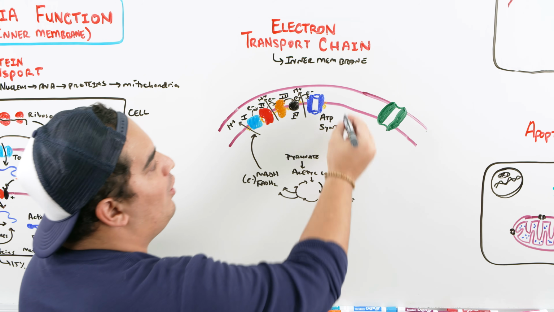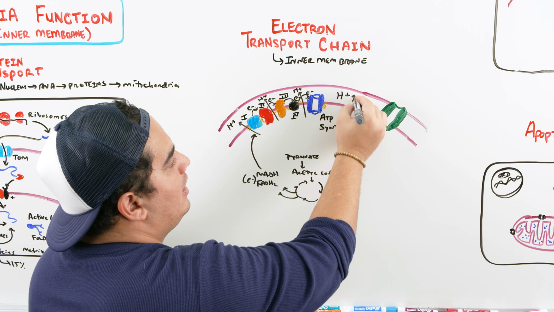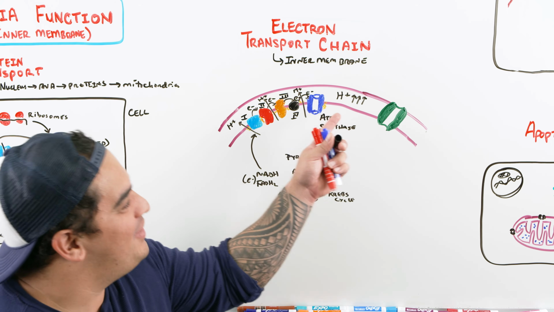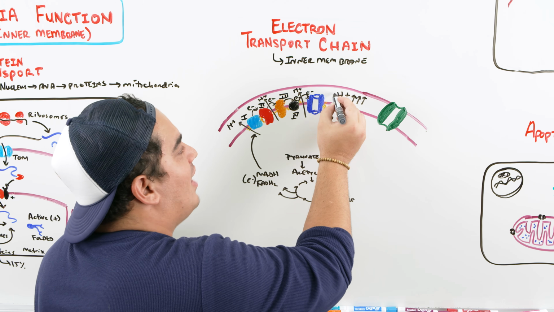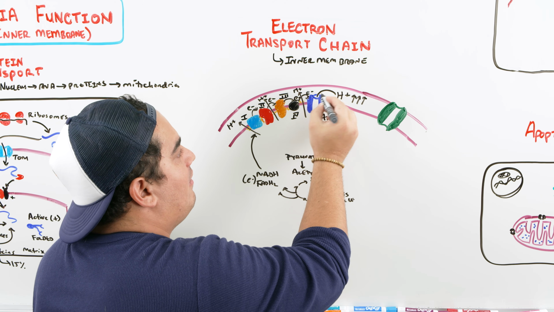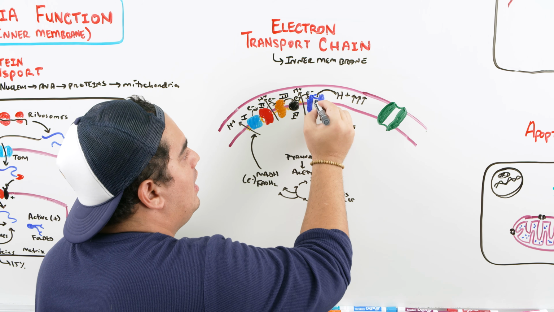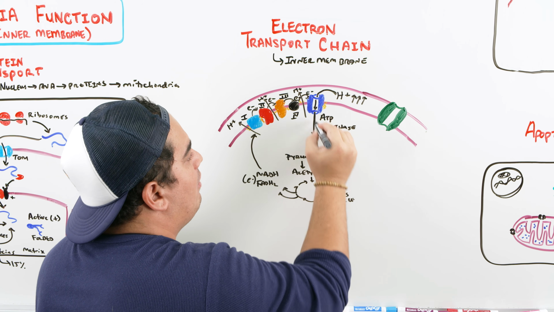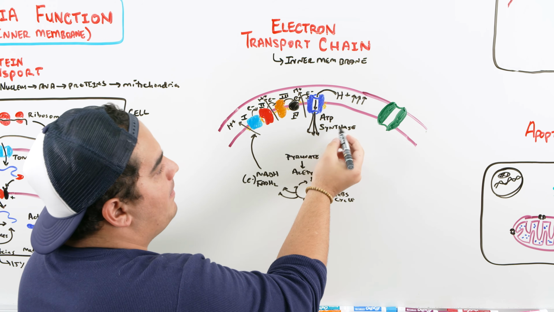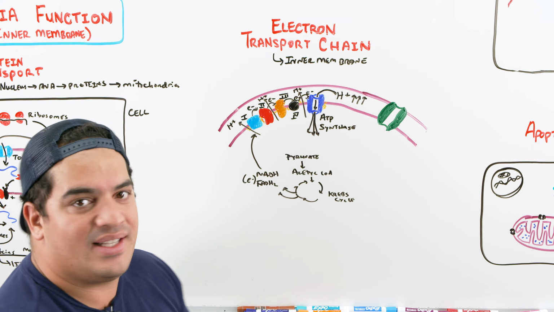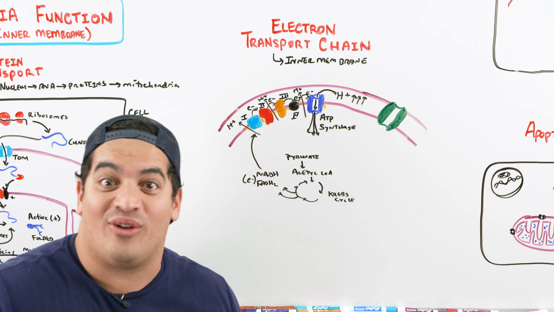And do you guys remember what I told you was very, very rich in the intermembrane space? I said it for a reason. It's protons. And then these protons move down this ATP synthase. And they move down pretty powerfully. And as they move down this ATP synthase, it creates this energy that the protein can harvest.